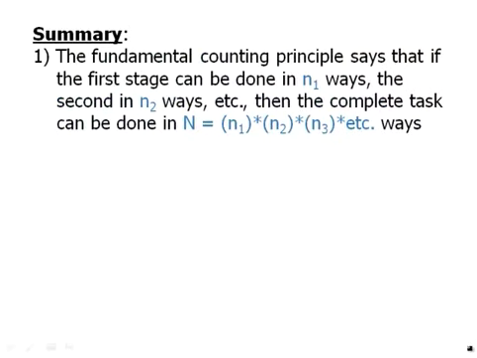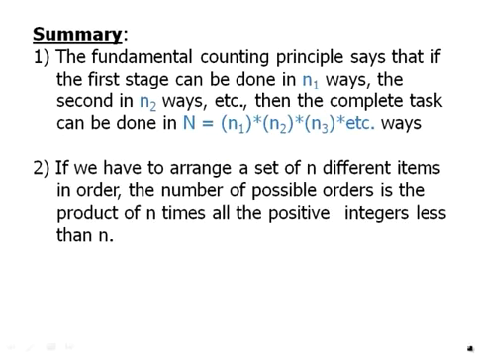In summary, the fundamental counting principle says that if the first stage can be done in n1 ways, the second can be done in n2 ways, then the complete task can be done in the product of the number of ways, the number of choices we have in each stage. That's the fundamental counting principle. If we have to arrange a set of n different items in order, the number of possible orders is the product of n times all the positive integers less than n. And again, we'll formalize that with a special notation in a couple lessons.